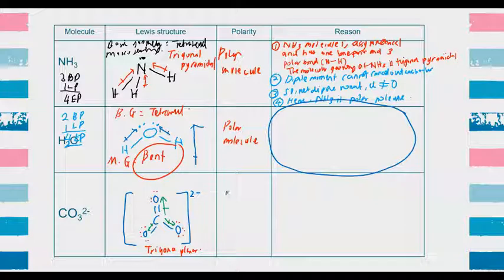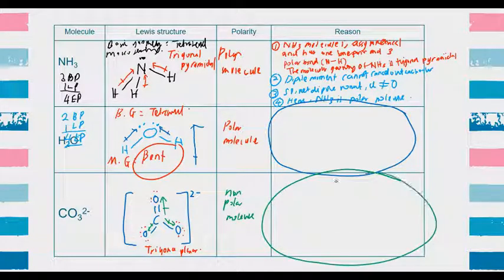That's why CO3 2- adalah non-polar molecule. So I nak you buat explanation kenapa dia non-polar molecule. Even though dia ada polar bond antara C dengan O, tapi as a whole dia adalah non-polar molecule. So this one tolong buat explanation.